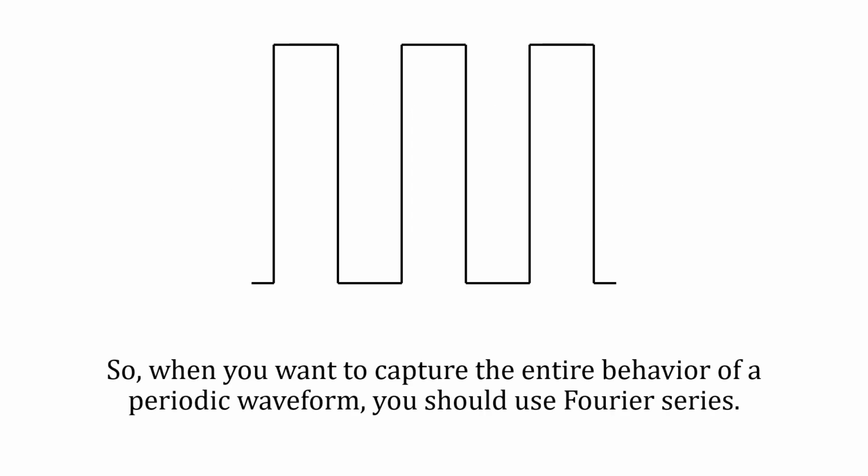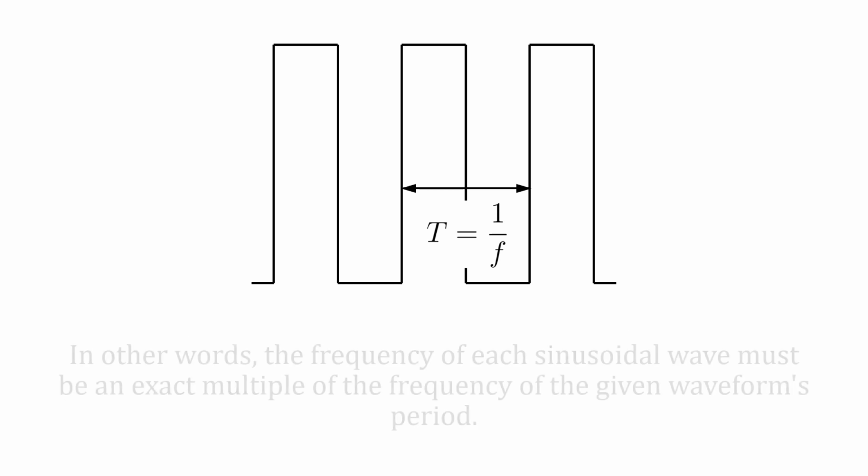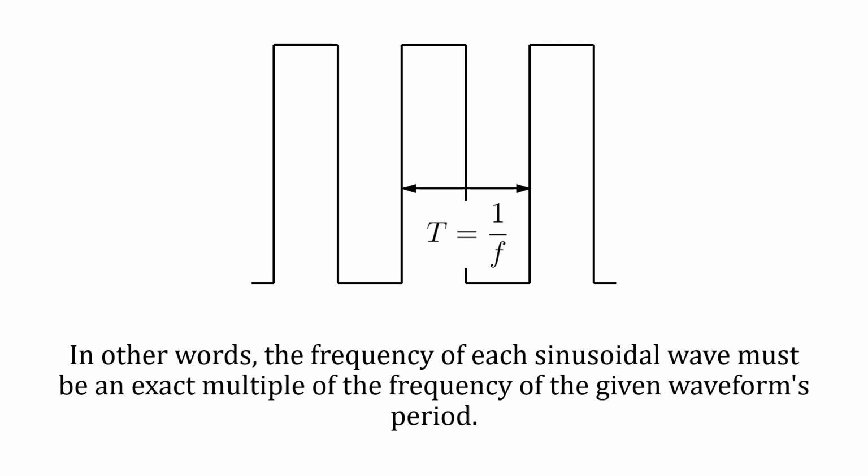So, when you want to capture the entire behavior of a periodic waveform, you should use Fourier series. Fourier series expansion tries to approximate a periodic waveform by a sum of sinusoidal waves. Each sinusoidal wave must have a period whose multiple is the period of the given waveform. In other words, the frequency of each sinusoidal wave must be an exact multiple of the frequency of the given waveform's period.